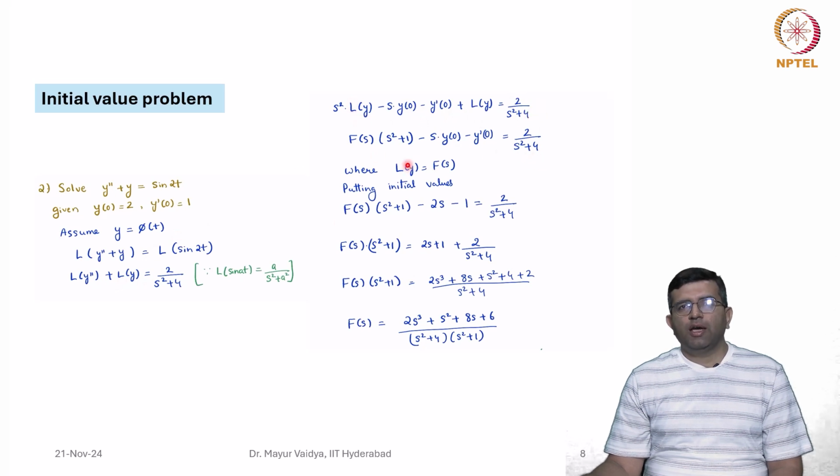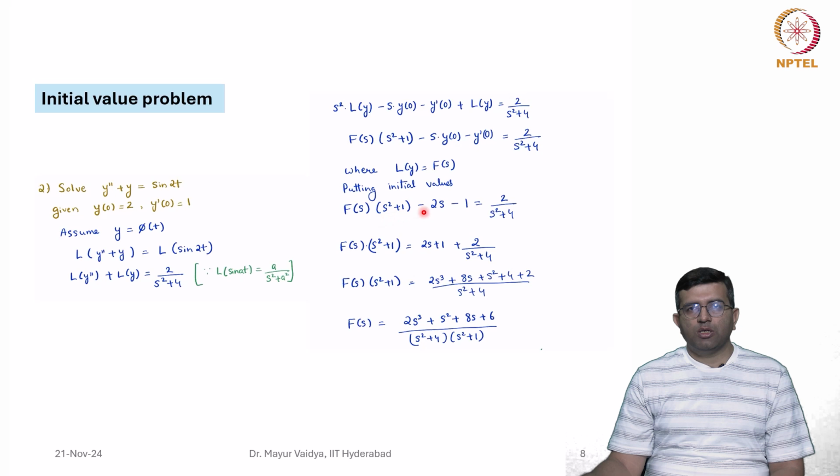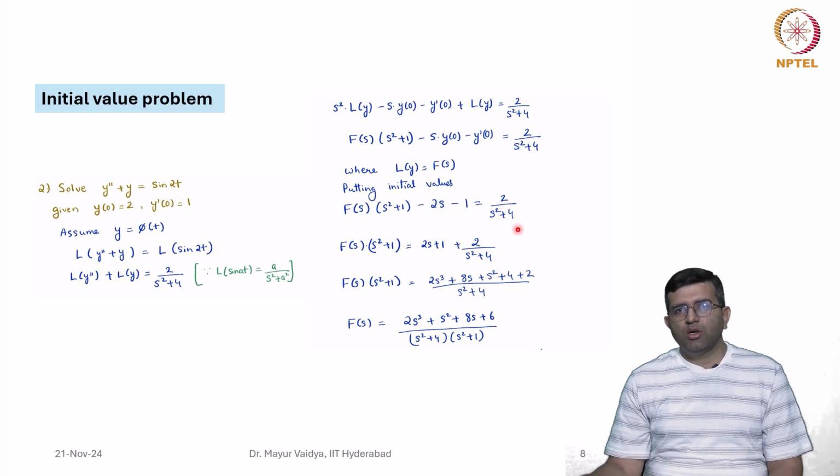Let us call L of y as F of s. So this becomes F of s into s square plus 1 minus s times y of 0 minus y dash of 0 is equal to 2 by s square plus 4. Now, if you put the initial values of y 0 and y dash 0, what you get is F of s into s square plus 1 minus 2s minus 1 is equal to 2 by s square plus 4.